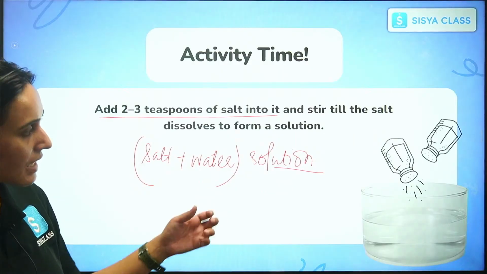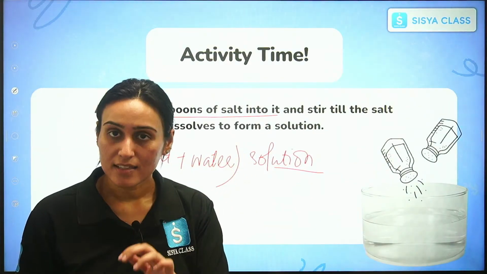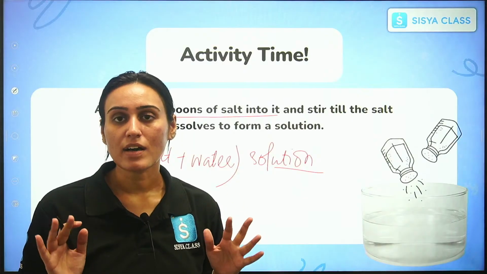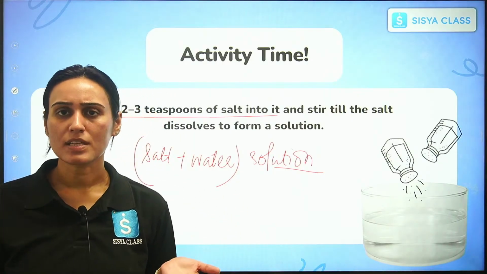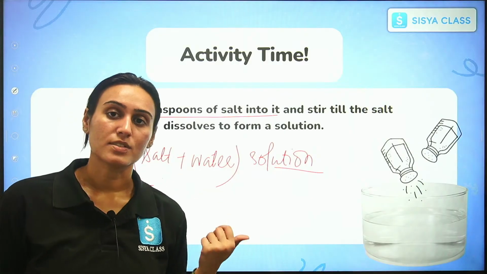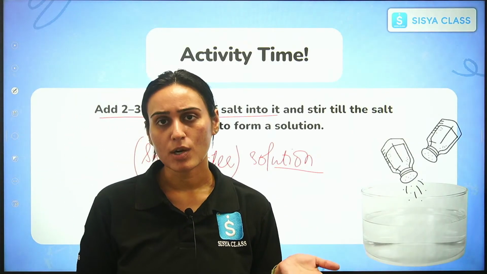We have completely dissolved those 2-3 teaspoons of salt in the water we have taken, and now you have a complete solution before you. Now what is next? We are talking about different methods of separation, obviously. So we have to separate these components. What are we trying to separate? We are trying to separate this salt from water, obviously.